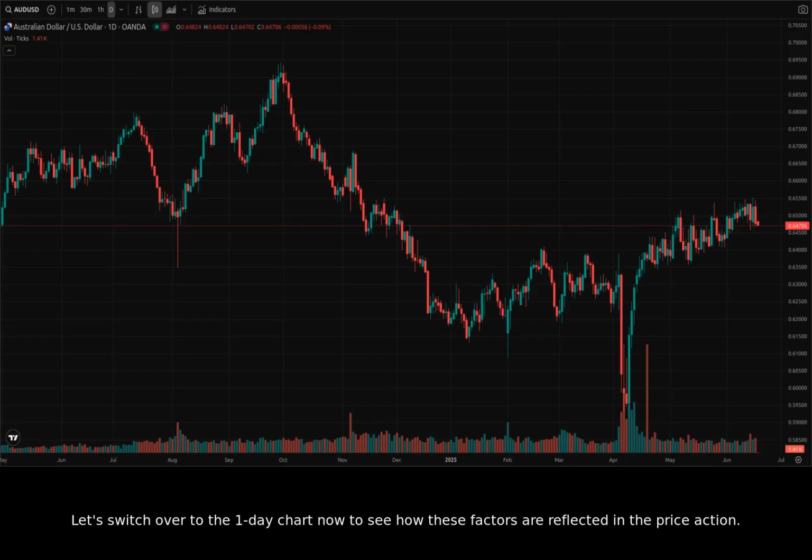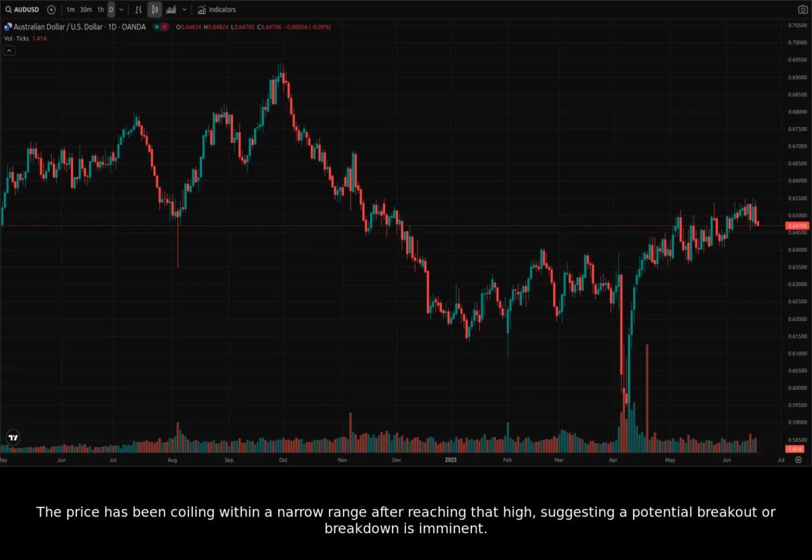Let's switch over to the one-day chart now to see how these factors are reflected in the price action. Looking at the long-term trend, we can see considerable volatility and sideways movement overall. Pay attention to key levels, such as the recent yearly high around 0.6552 and potential support around 0.6432. The price has been coiling within a narrow range after reaching that high, suggesting a potential breakout or breakdown is imminent.